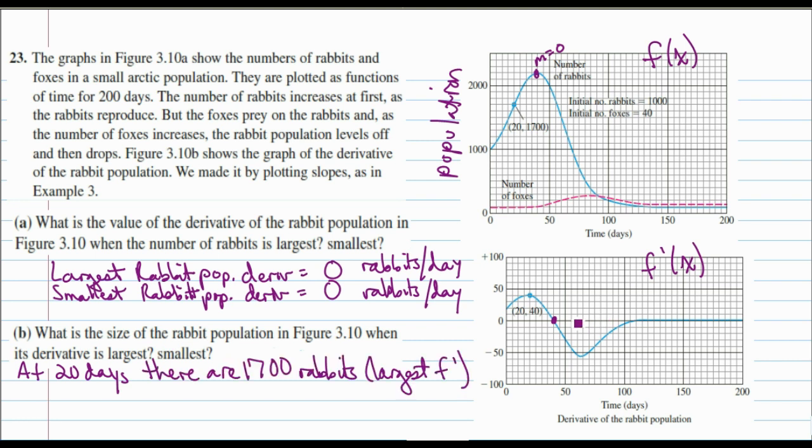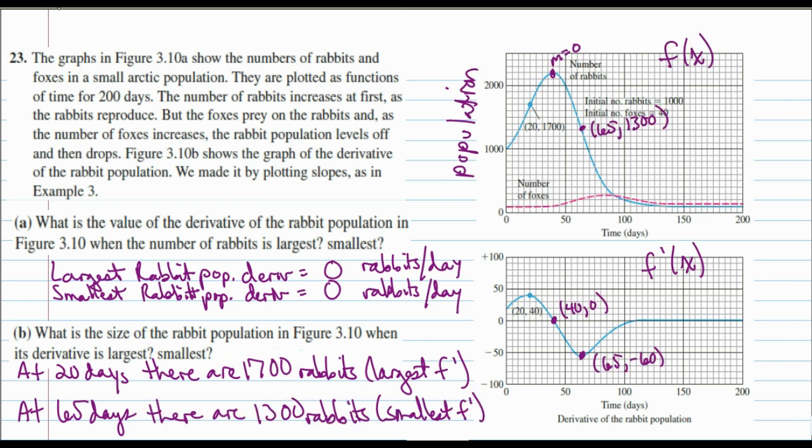Now the derivative is smallest down here at, looks like, 65 days. So at 65 days, the rabbit population is changing at about negative 55 rabbits per day. It's decreasing at 55 rabbits per day. But that's not what it's asking us. It's asking what is the actual population. Well, at 65 days, the actual population is, I'm going to guess, about 1,300 rabbits.